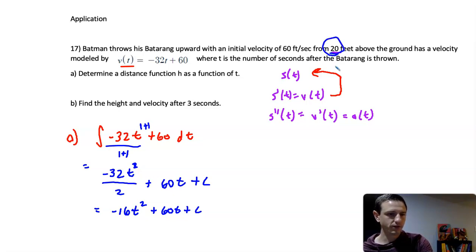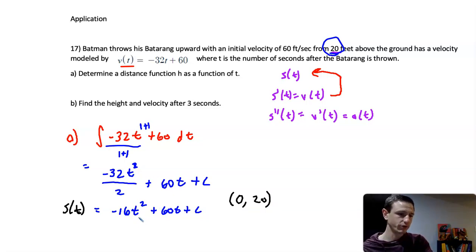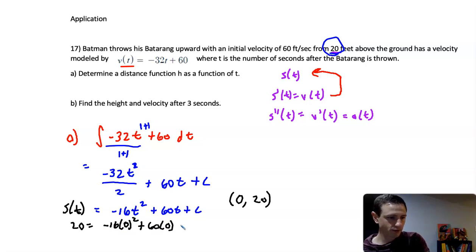So here's where this comes into play to figure out c. It says from 20 feet above the ground, that is going to be part of this process. This is our position, and this is the initial throw. So the initial height was 20 feet above the ground. That means we're at t equals 0, and the position is 20. So I'm replacing t with 0 because it's at 0 seconds, the initial point that it was thrown. I'm going to have 20 equals negative 16 times 0 squared plus 60 times 0 plus that constant. Negative 16 times 0 squared is 0, plus 60 times 0 is 0, plus c. So we end up with c equal to 20.